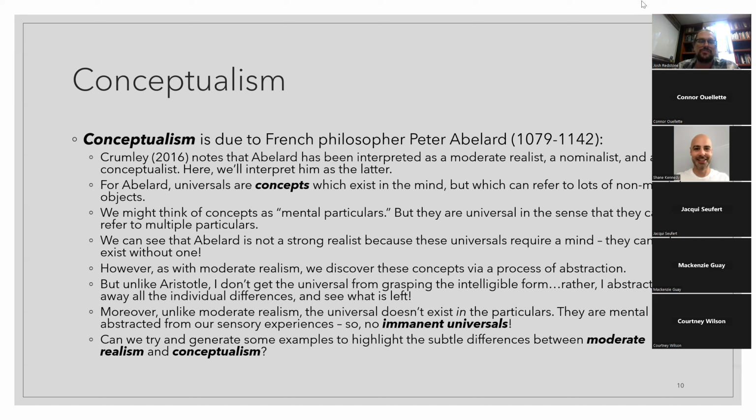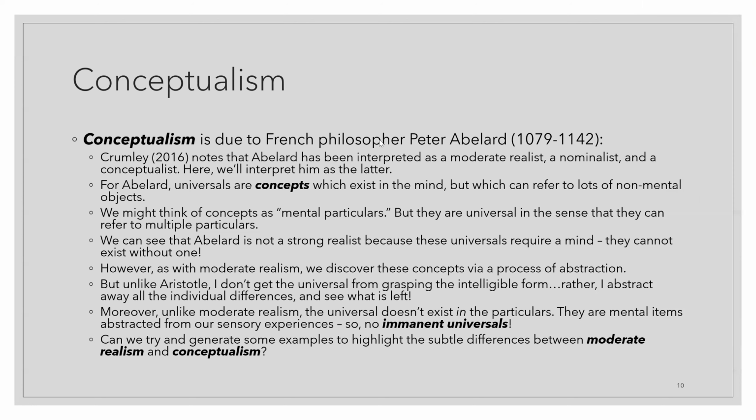So here you might think of universals on conceptualism as mental particulars. They're universal in the sense that I can use them to think about many different particulars, but each exists as a concept in my mind, not as something out there in the world. That's why we're not treating Abelard as a realist, either strong or weak.